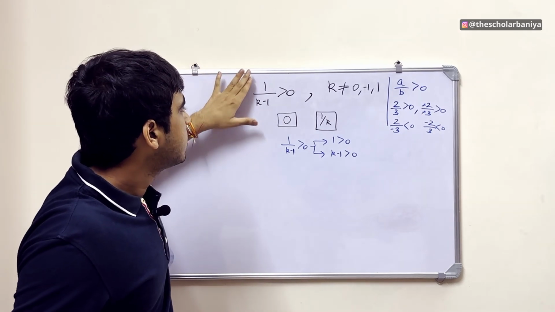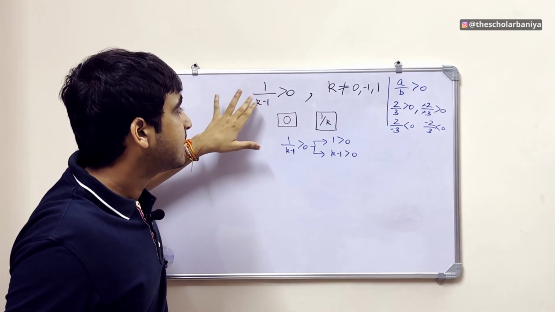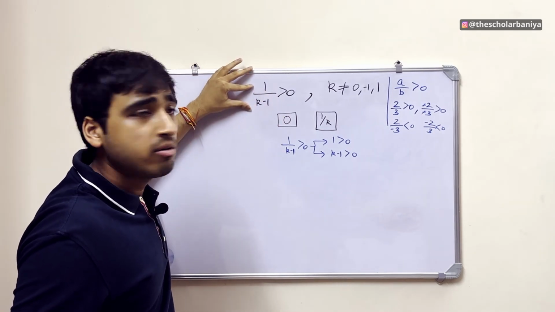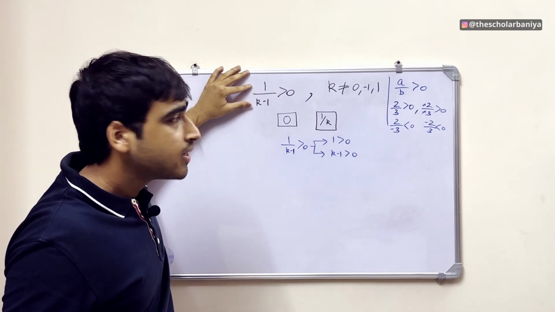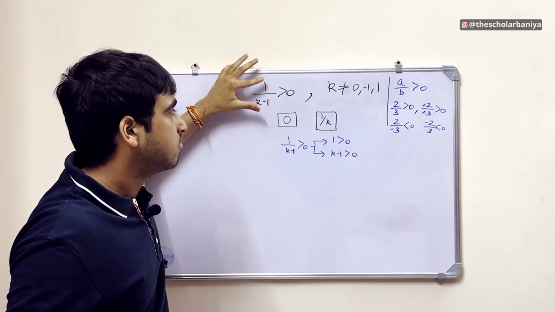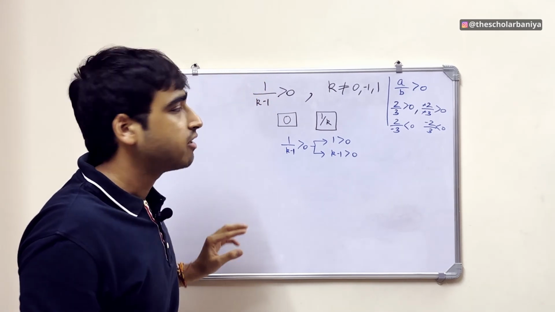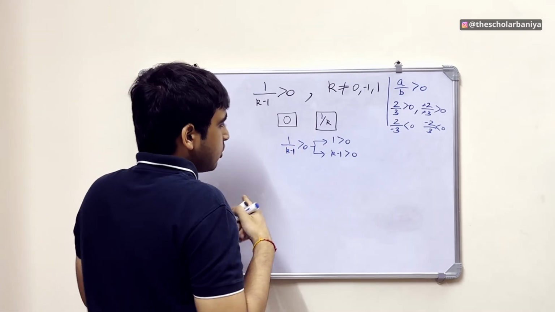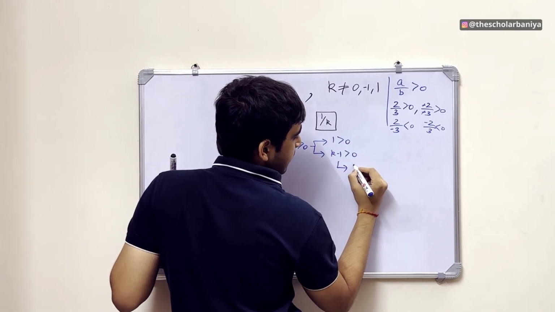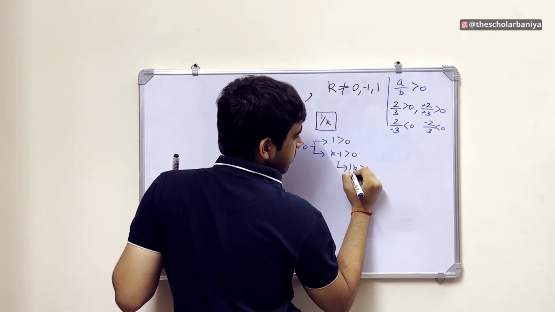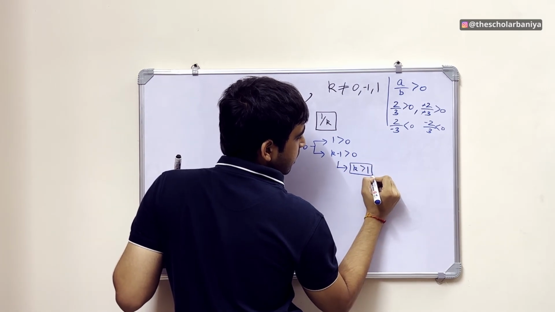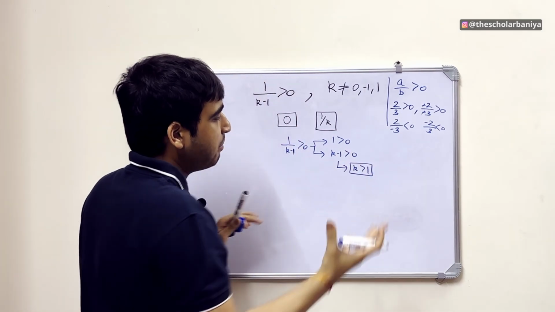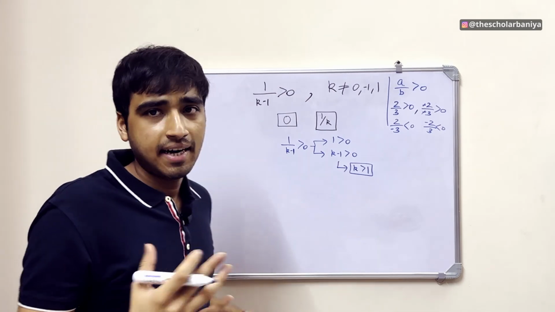Similarly, in this question, since this is given greater than 0, so either both will be positive or both will be negative. Since this is positive, so this has to be positive, right? So that means k minus 1 has to be positive. So this means that k is greater than 1. This is one thing which is very clear, right? So this is one thing which can be derived, that k is greater than 1.